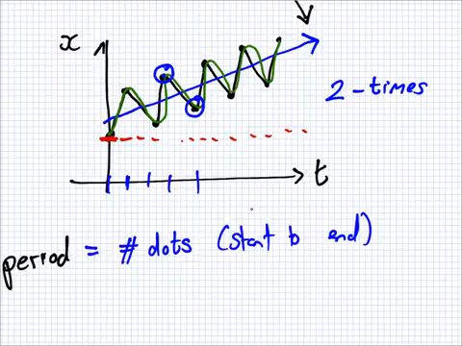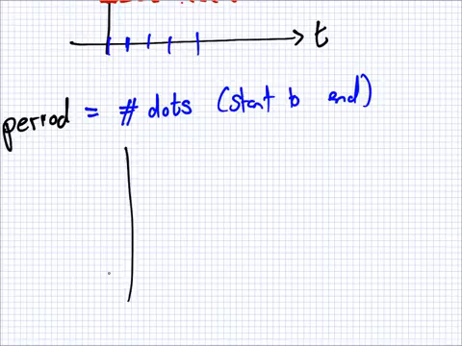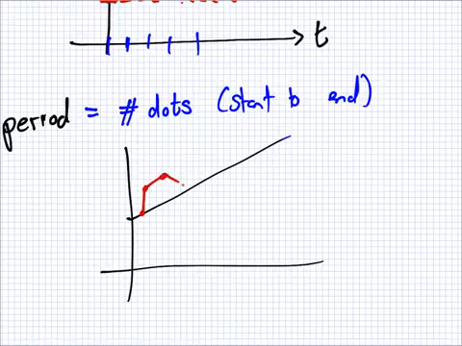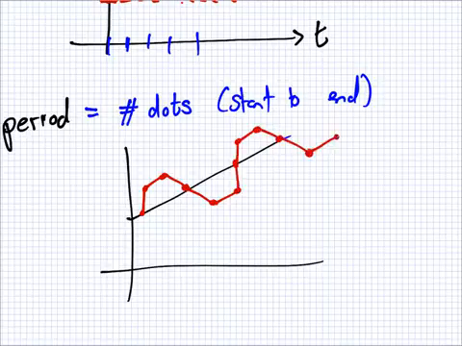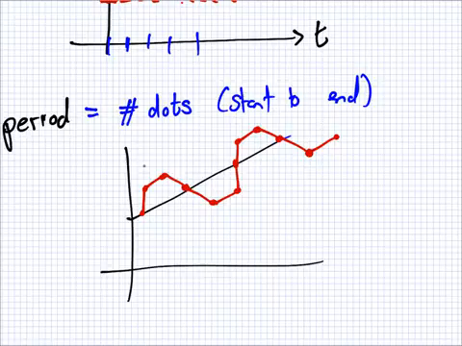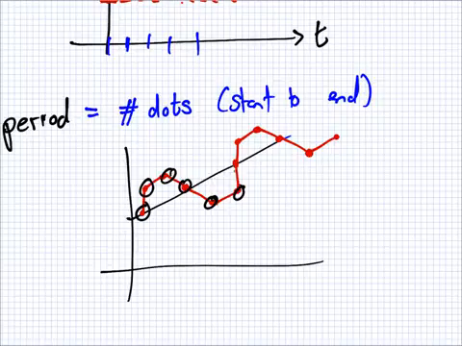Let me draw another one for you. You can tell me. Right, so what's the period here? It's 6, yeah. 1, 2, 3, 4, 5, 6. But don't count this one, because we're back at the start.